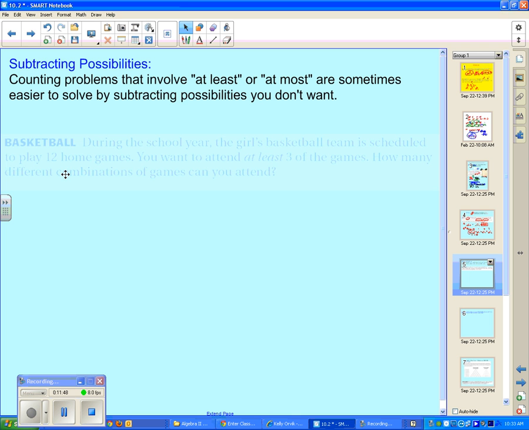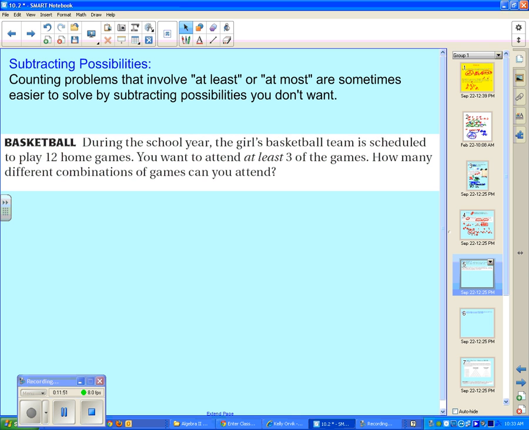So instead of doing that problem, let's look at this basketball problem instead. Read through this one. In this problem, if we wanted to attend at least 3 of the games, that's like the same situation that we were just talking about with the plays, reading at least 3. We could go to 3 or 4 or 5 all the way up to 12, right? Because there's 12 home basketball games. If we subtracted off the opposite of that, we subtract off going to what wouldn't satisfy this?